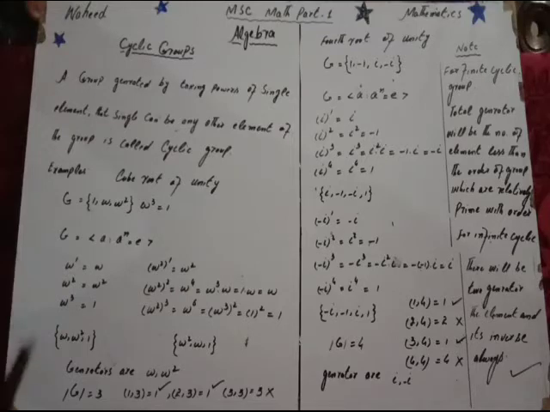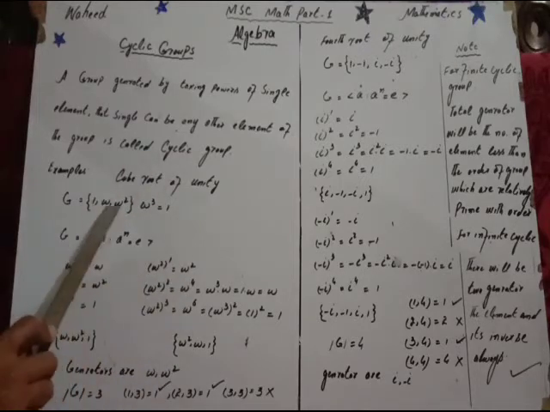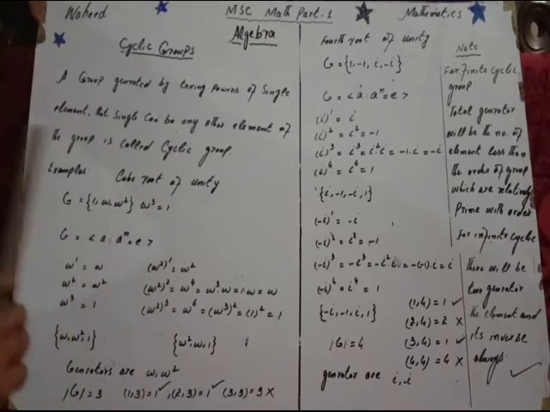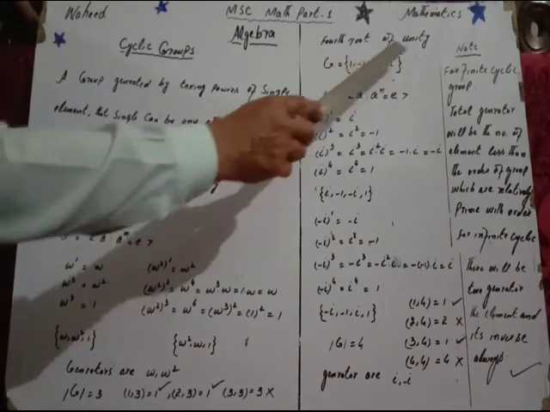So the total number of generators will be the number of all the elements which are relatively prime with the order of the group. Here two elements are relatively prime with the order of the group, so the total generators of this group will be 2. Next, the fourth root of unity.